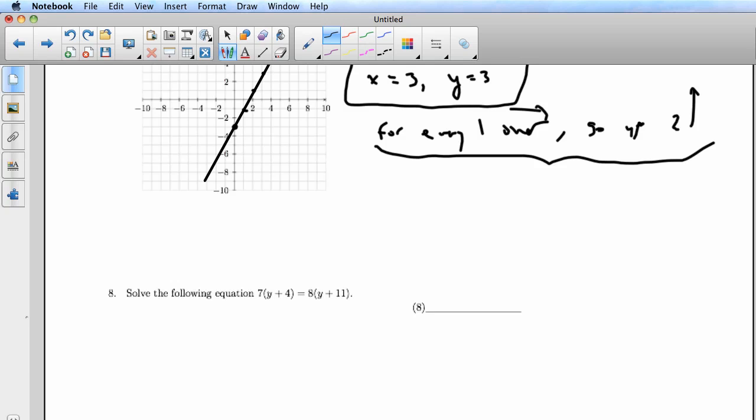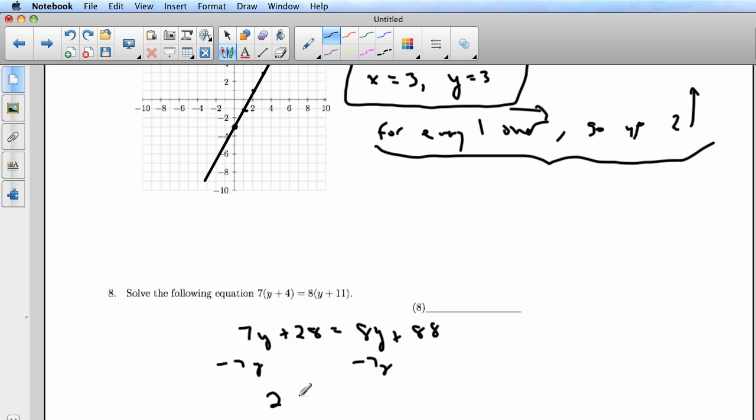Number 8 is just a straight up solution to an equation, so this is fairly easy. We want to just simplify both left and right hand side before we start collecting terms. So 7y plus 28 is what I get on the left side from the distributive property. 8y plus 88 is what I get on the right side. Subtract 7y from both sides seems to make sense.